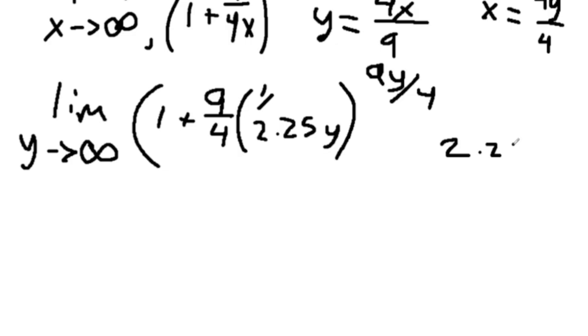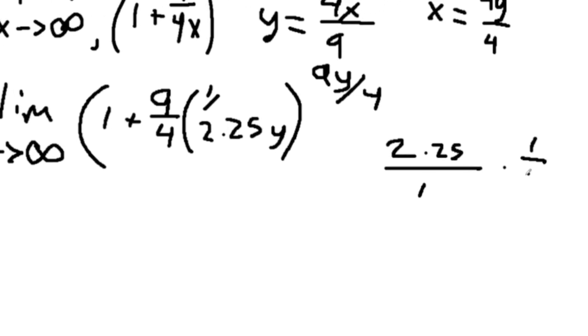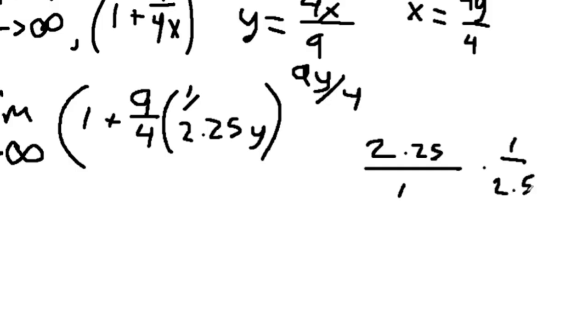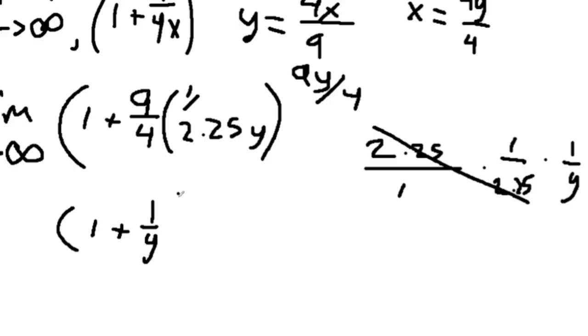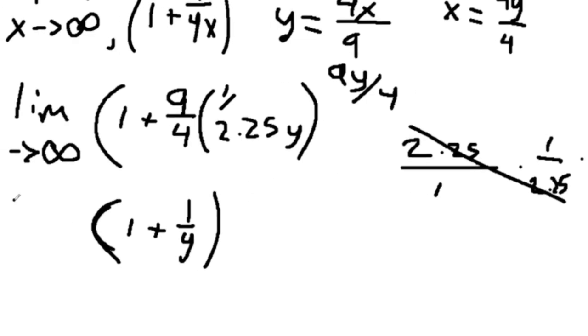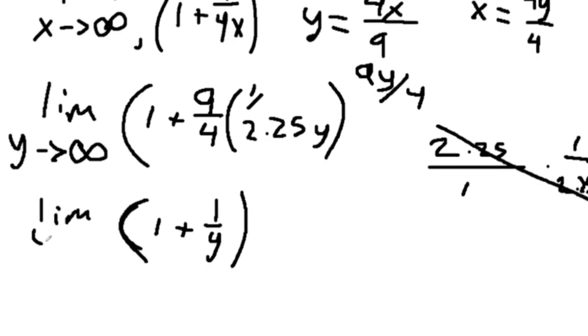So 2.25 over 1 times 1 over 2.25 times 1 over y. This will cancel, so we're just left with 1 over y. So 1 plus 1 over y to the 9y over 4th. Let's actually bring down our y approaches infinity. Let's degroup these exponents.